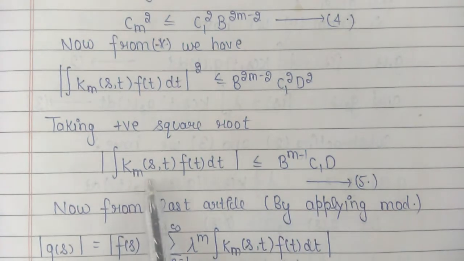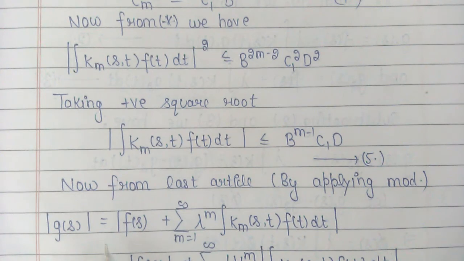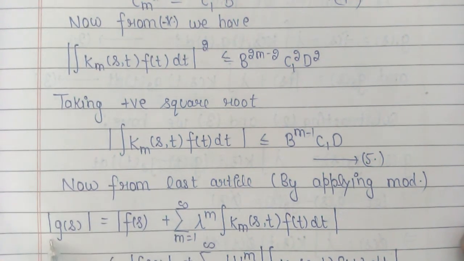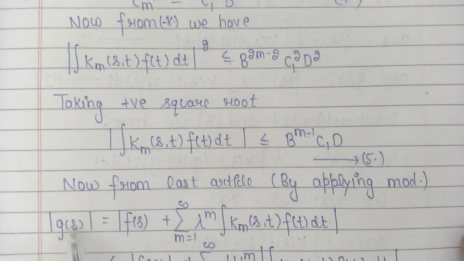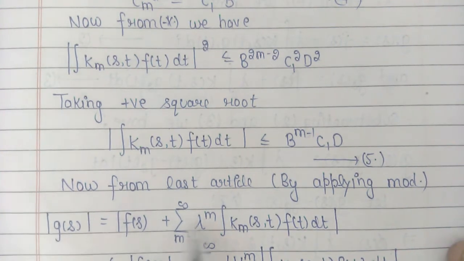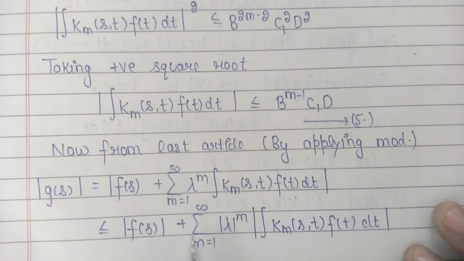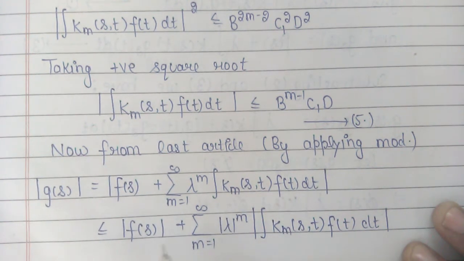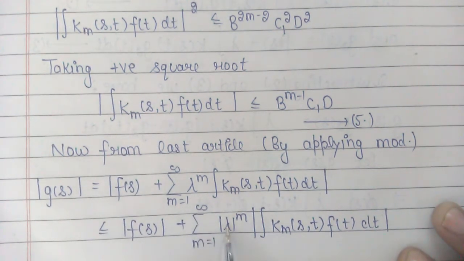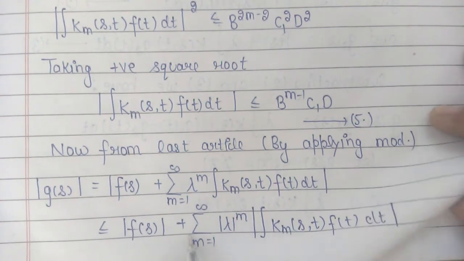Now in the method of successive approximations we had derived the Neumann series. So in the Neumann series, taking mod on both sides, taking mod of g(s), where g(s) is the solution of the Fredholm integral equation of the second kind, and here using the triangle inequality, this is less than or equal to |f(s)| plus, and again this is less than or equal to |lambda| raised to the power m times the mod of the integral of K_m(s,t) f(t) dt.